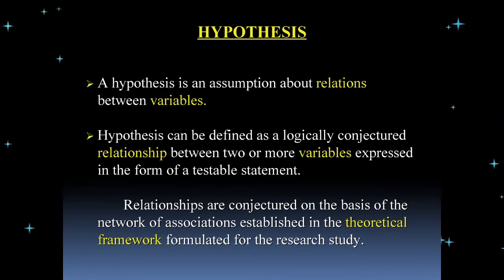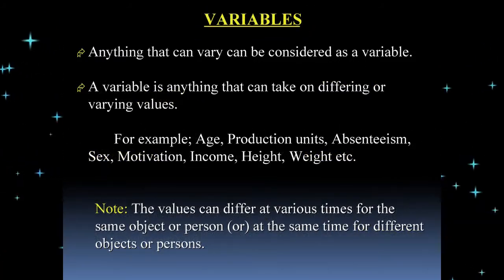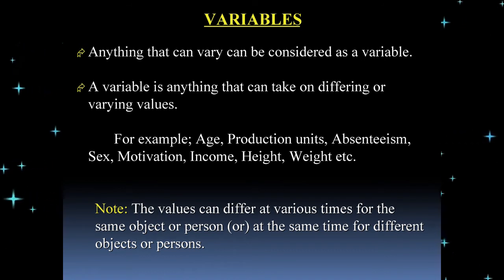Relationships are conjectured on the basis of the network of associations established in the theoretical framework formulated for the research study. Variables. Anything that can vary can be considered as a variable. A variable is anything that can take on differing or varying values. For example, age, production units, absenteeism, sex, motivation, income, height, weight, etc.